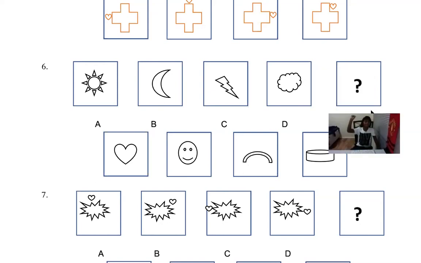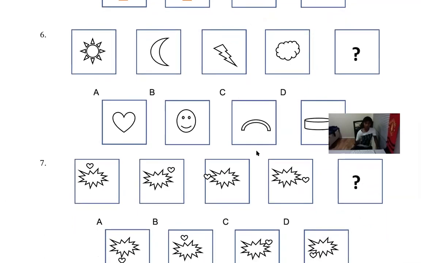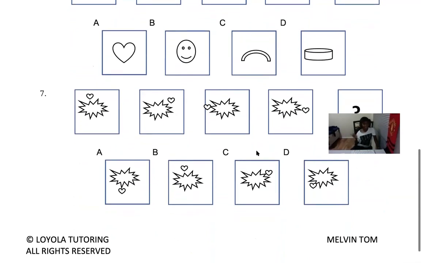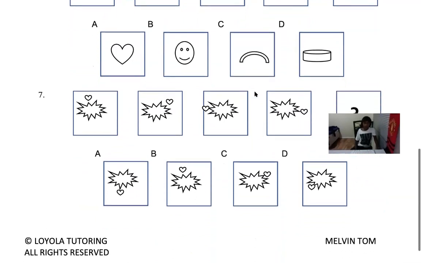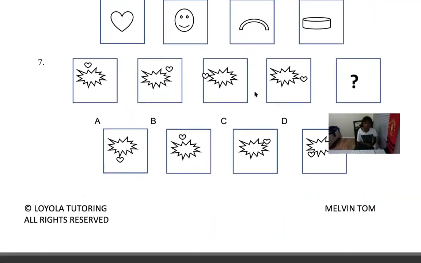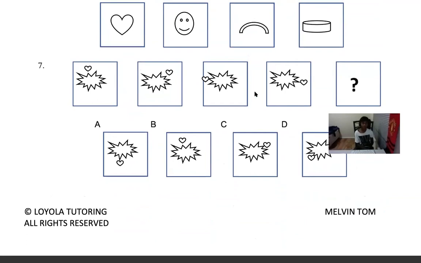Melvin, what's the pattern? Okay. So the pattern, you're going to hate me for this. But this is the sun. This is the moon. Lightning bolt. And the cloud. Where do we see all these things? It's in the sky. So this is the rainbow. Because the sun and the water makes it. Is that a rainbow? Yeah, it's a really bad rainbow, but that's a rainbow. Okay, give question number 7 a shot. Question number 7.